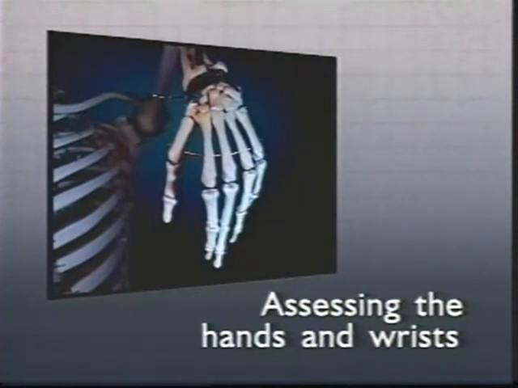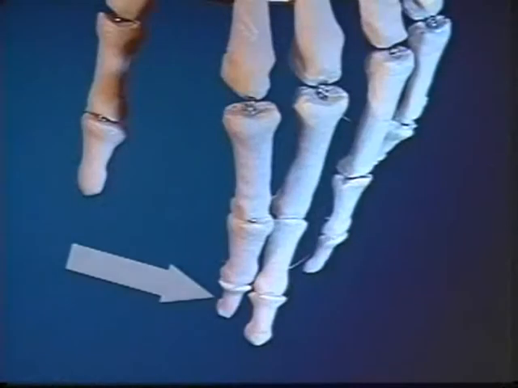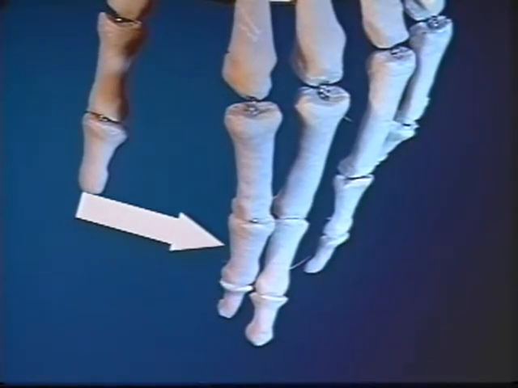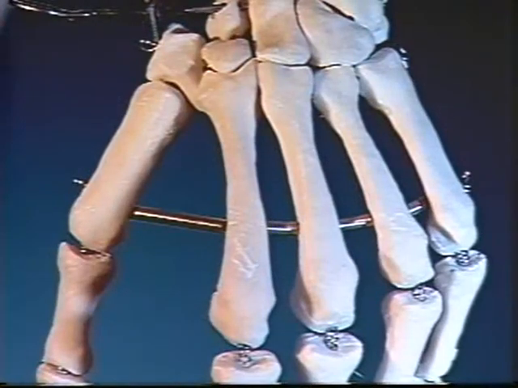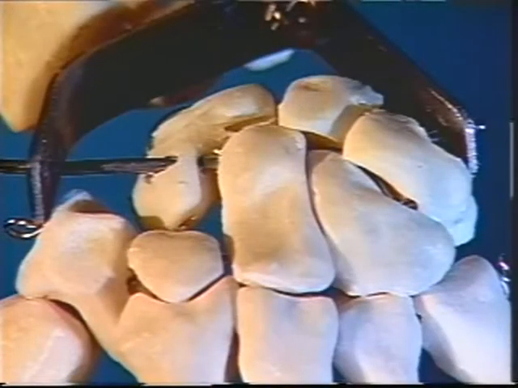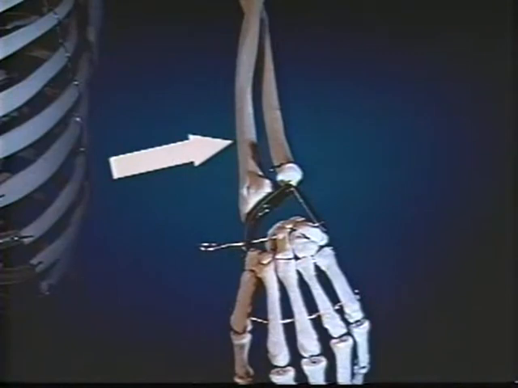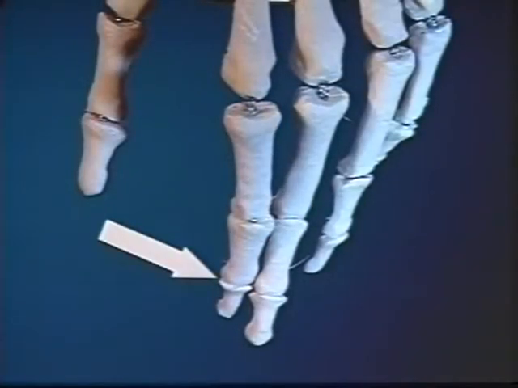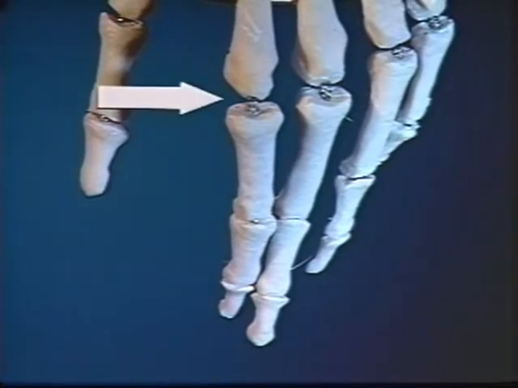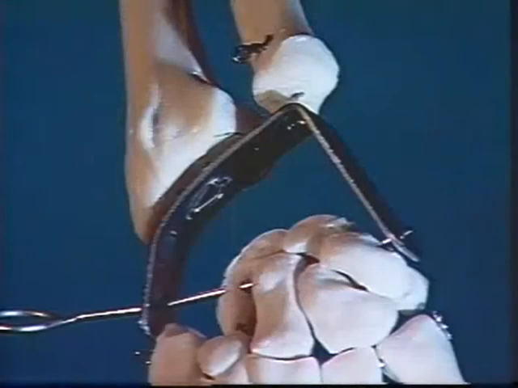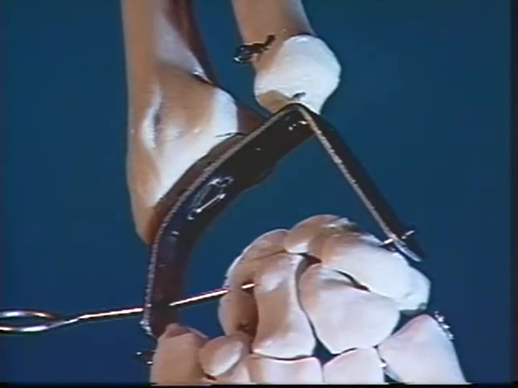To assess the patient's hands and wrists, you'll examine the distal phalanges, middle phalanges, proximal phalanges, metacarpal bones, carpal bones, radius, distal interphalangeal joints, proximal interphalangeal joints, metacarpophalangeal joints, and radiocarpal or wrist joint.